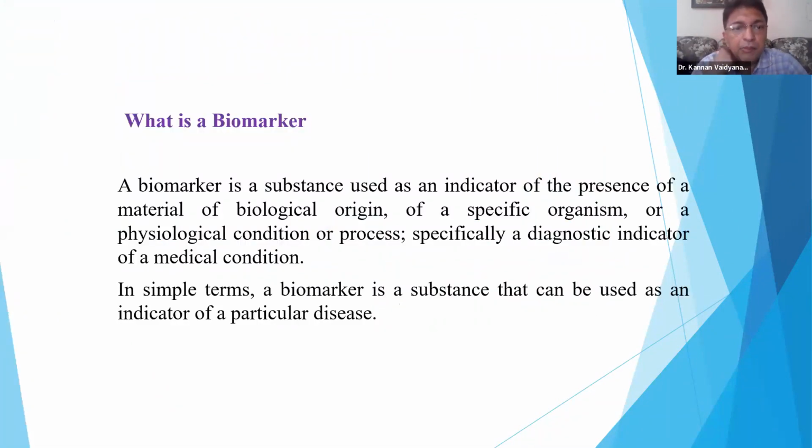Now, first of all, what is a biomarker? A biomarker is essentially any substance which is used as a diagnostic indicator for a medical condition. Since we are dealing with medical diagnostics, we use biomarkers for diagnosis, but a biomarker can also be any other biological thing. Essentially, in the laboratory, we use it for diagnosis of a medical condition. In simpler terms, it can be used as an indicator for any particular disease. For example, it could be used for liver diseases, renal diseases, and in this case, cardiac disease.